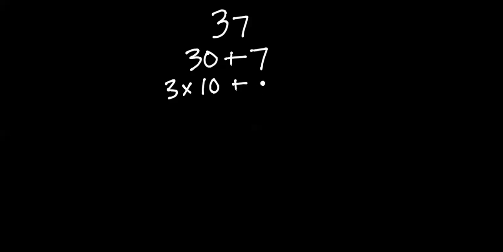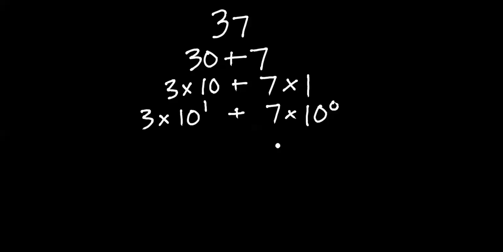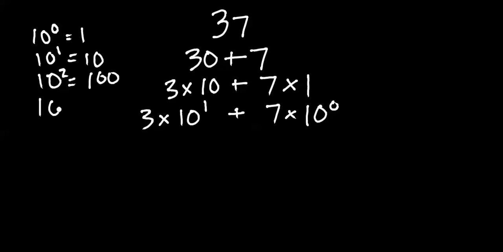Let's look at the number 37. Break this down into 30 plus 7. 3 times 10 plus 7 times 1. 3 times 10 to the first power plus 7 times 10 to the 0 power. 10 to the 0 equals 1. 10 to the 1 equals 10. 10 to the 2 equals 100. 10 to the 3 equals 1000.